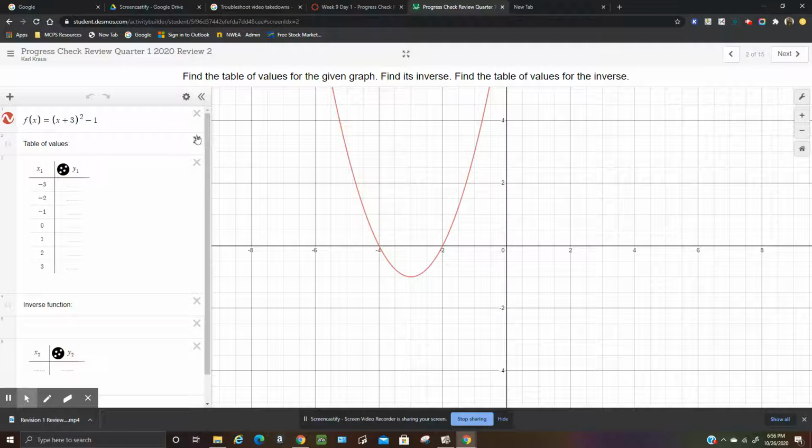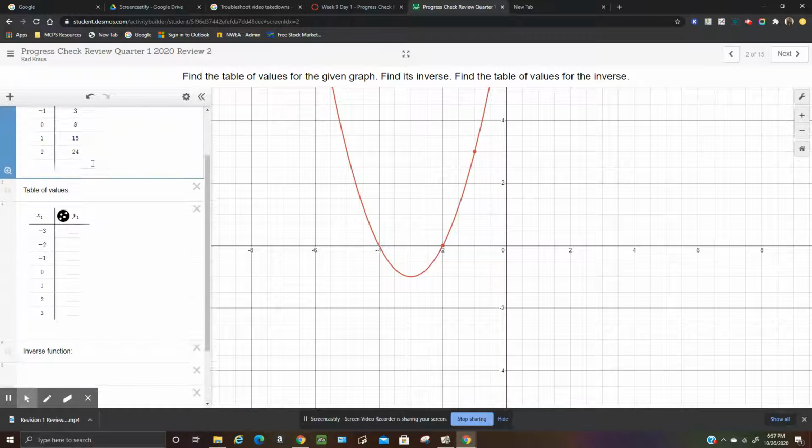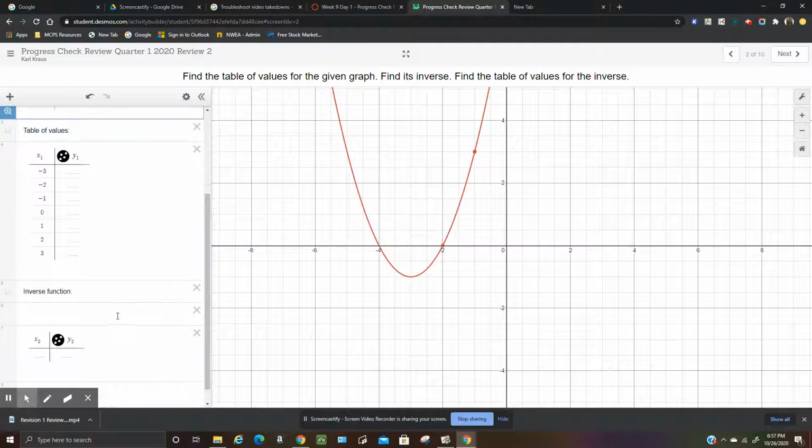The second slide, once again, to find a table, hit the gear, and then hit the table next to the function, and you'll get the table. So -2 is 0, -1 is 3, 0, 8, 1, 15, 2, 24. You almost got all of them except for -3 and +3 there.